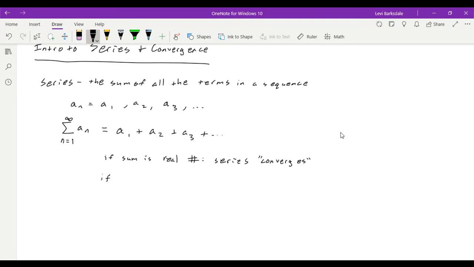But sometimes the sum might not be a real number. It could be positive or negative infinity or something like that. Then we say that our series diverges.